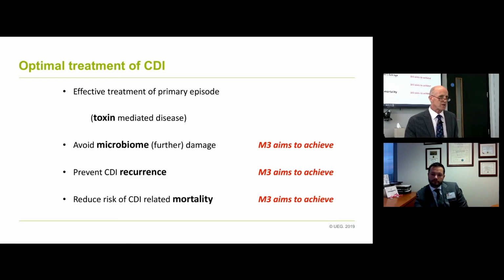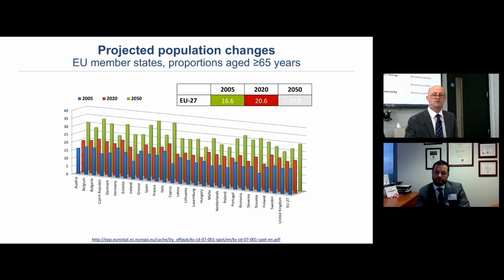And if one prevents recurrence, treats C. diff as soon and as effectively as possible, one has a chance of reducing that by far unacceptable mortality rate associated with C. diff. And from an M3 perspective, the only alteration to this slide that I made was to add what M3 is aiming to achieve. And you can see the 3 of the 4 bullets, M3 is aiming to do the right thing from a treatment perspective, from an optimization perspective.